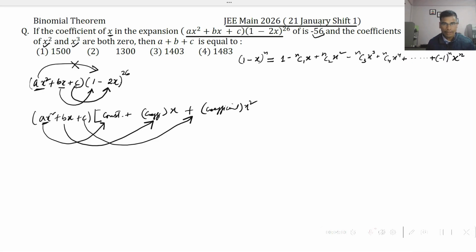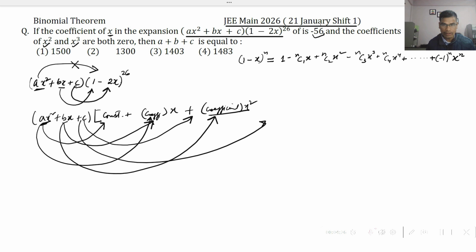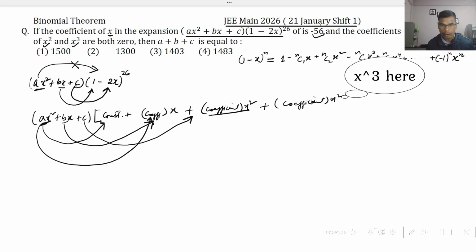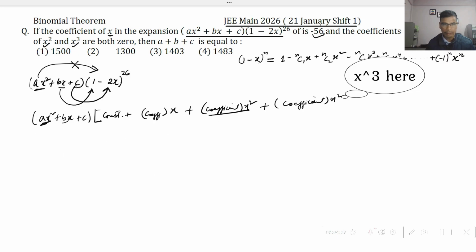In the last, to get the coefficient of x³, we start with the first term ax² multiplied with a term which contains x, and next plus bx multiplied with a term which contains x², and then finally c with a term which contains x³, along with its coefficient. After we get the product, we combine all those terms to get the coefficient.